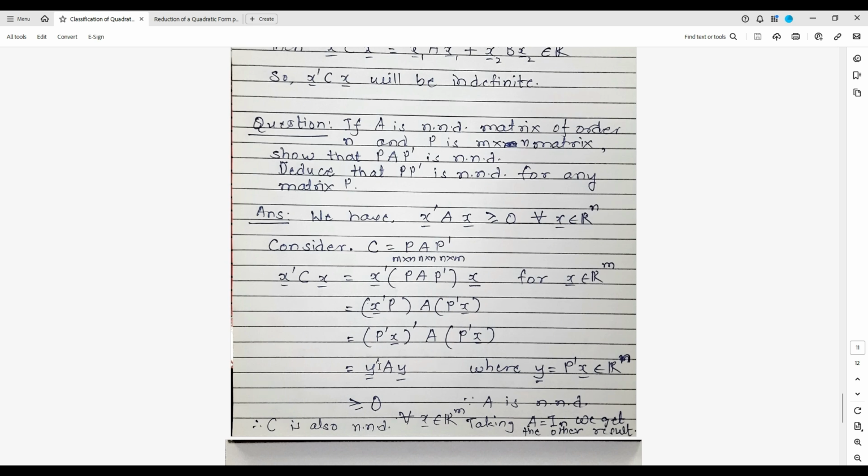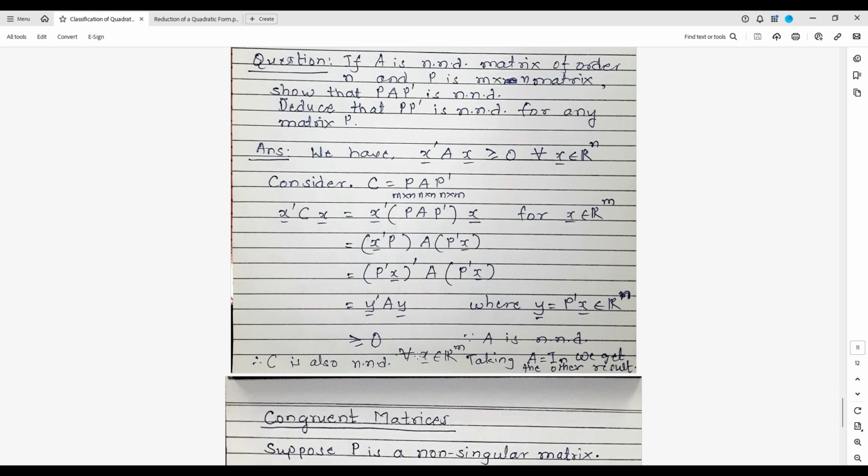Now because y is also in n-dimensional Euclidean space and A being non-negative definite, this will be greater than or equal to 0. So we have shown that x prime Cx is greater than or equal to 0 for every x in Rn, and as a result we can conclude that C is also a non-negative definite matrix. So if we take this capital A matrix to be the identity matrix, we get the result that PP transpose is a non-negative definite matrix. No matter what kind of matrix P is, PP transpose will always be a non-negative definite matrix. Remember this result, this is an important result.